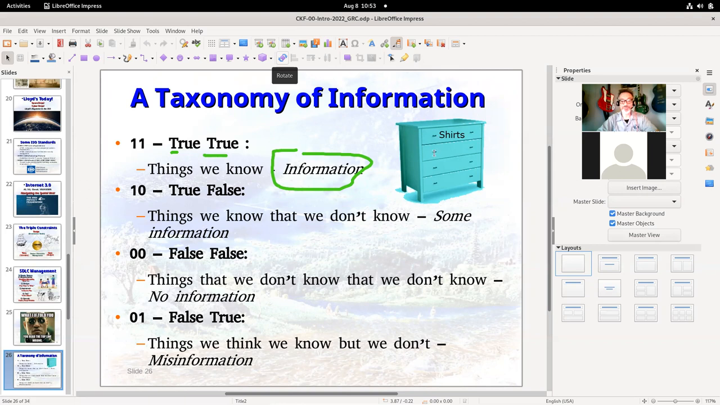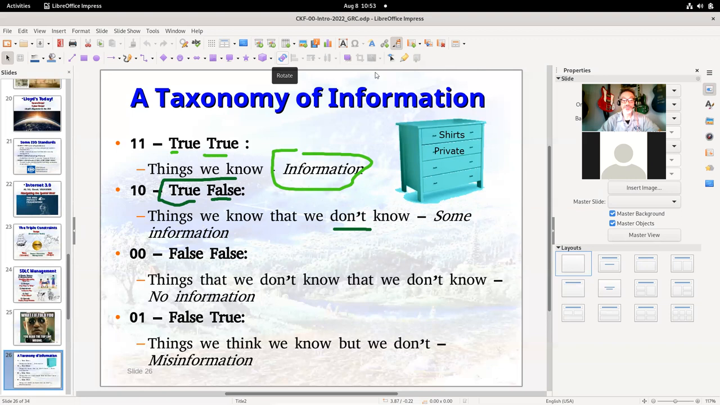This one says private. It's locked. I don't know what's in there. I know there's something in there. I have some information about it. I know there's something there. I don't know what it is.